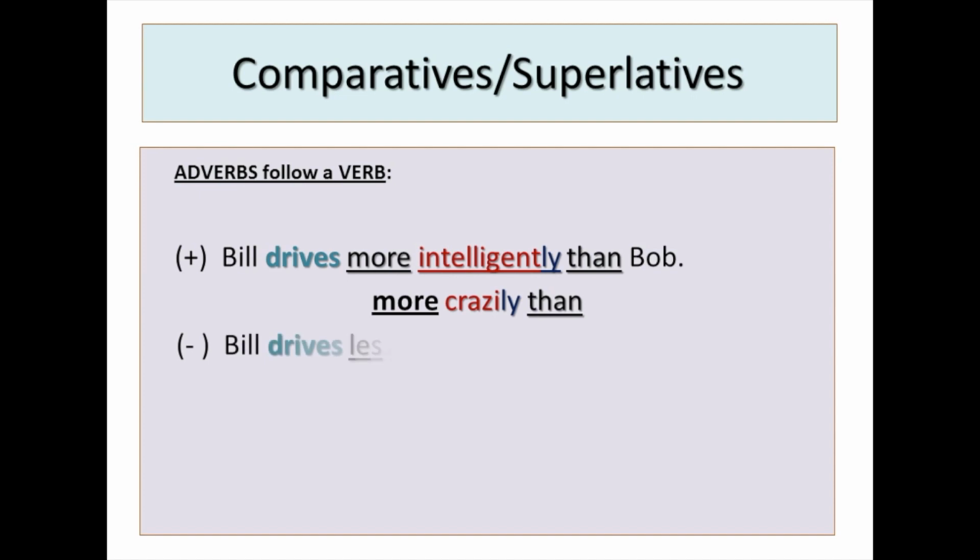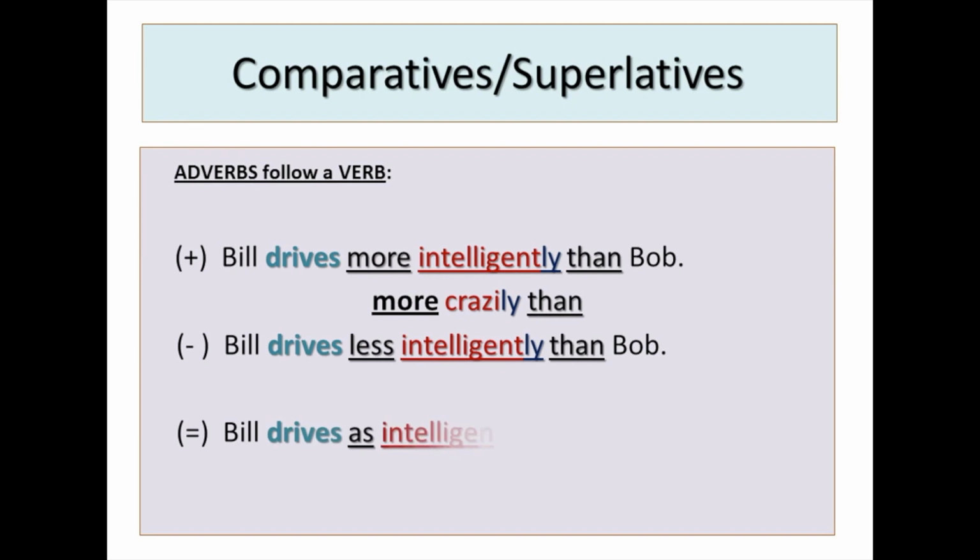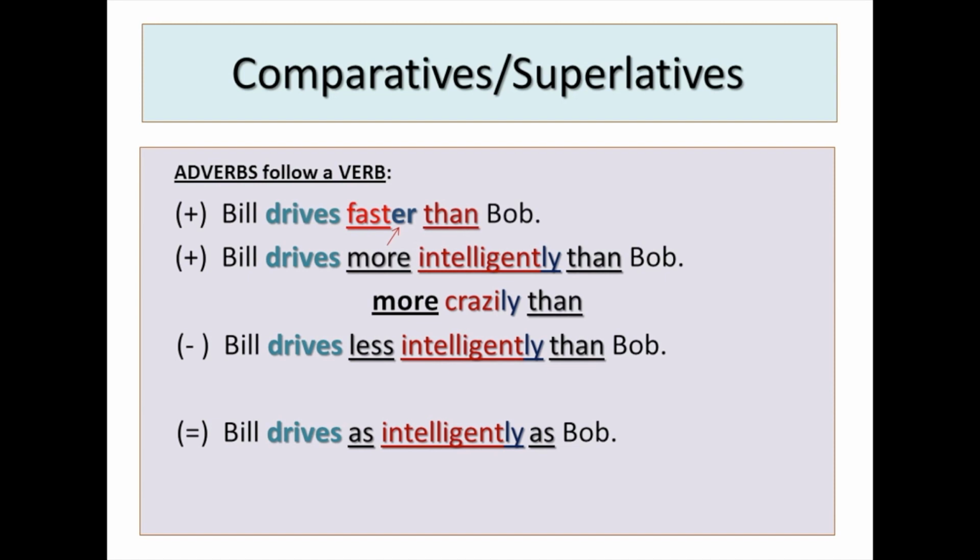In the negative form, Bill drives less intelligently than Bob. In an equal form, we could say that Bill drives as intelligently as Bob. And please note, with one-syllable adverbs, we would say Bill drives faster than Bob, not more fastly.